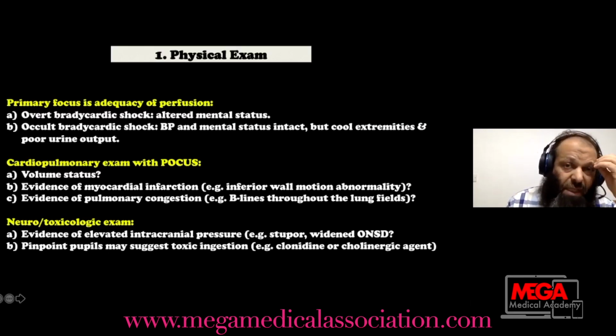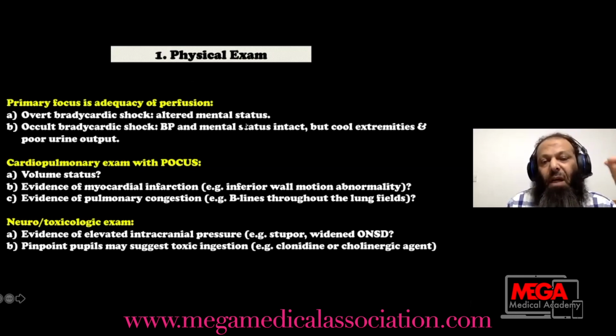So for the approach, start with physical exam, usually focusing on the adequacy of perfusion when you come to the bedside. With overt bradycardic shock, usually look for altered mental status. When you have occult bradycardic shock, look at the blood pressure, as we mentioned, and the mental status, cold extremities, poor urine output. So this is giving you an idea about the adequacy of perfusion with bradycardia.